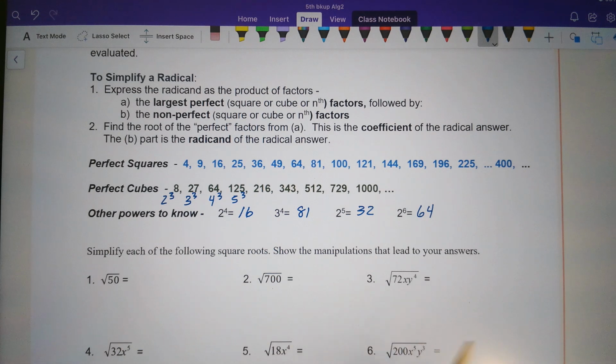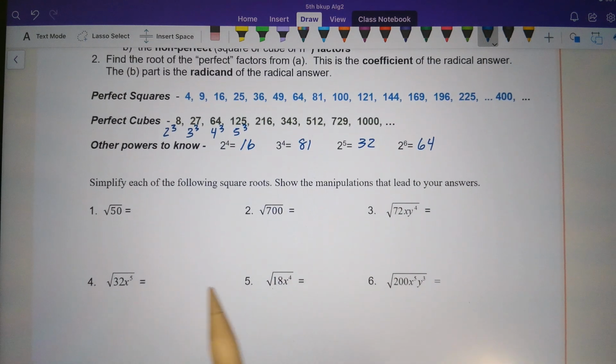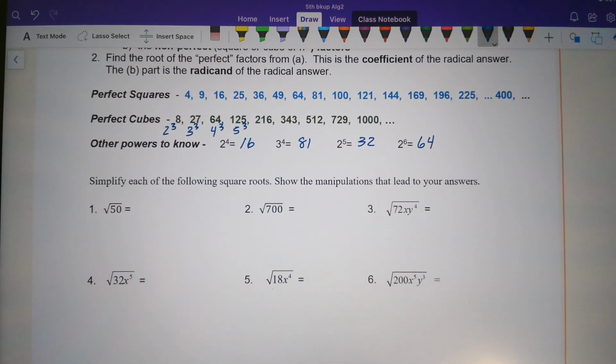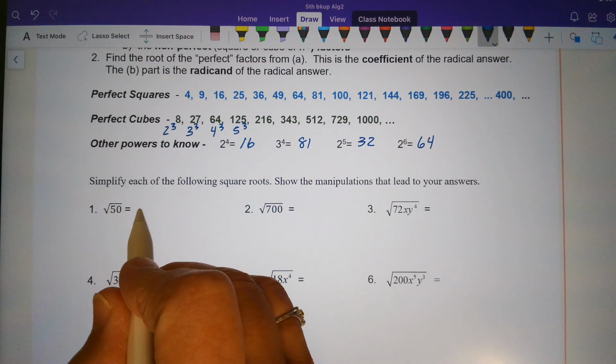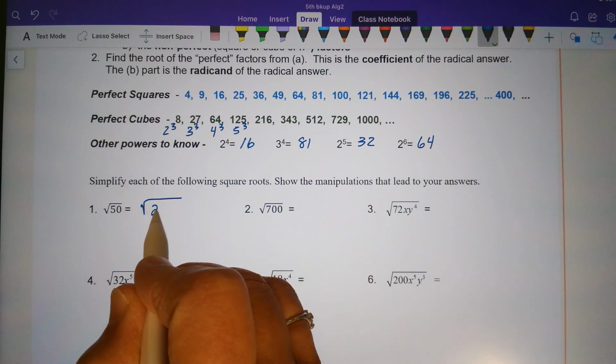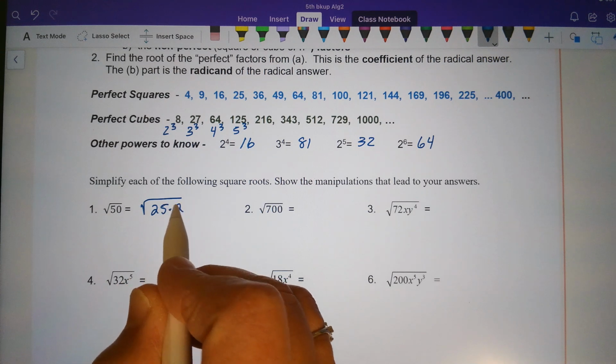Simplify each of the following square roots. The square root of 50. Okay, so we're thinking to ourselves, what perfect square times what will give us 50? We know that 25 times 2 is 50. So I'm going to rewrite this as the square root of 25 times 2.